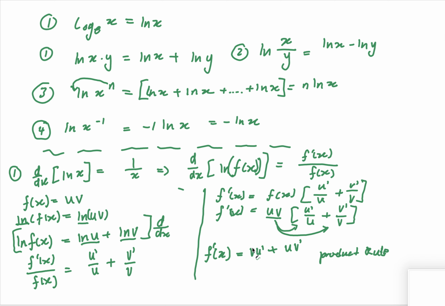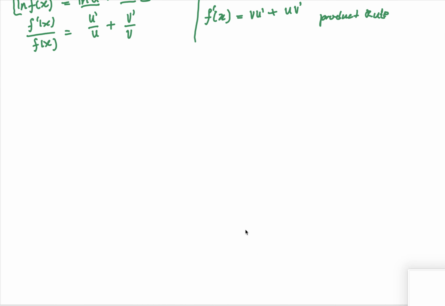So if you want to find a derivative of a function like this, you use the product rule. We know it because these things are basically multiplied together, this function u and function v multiplied together. Now let's say we have a function that is divided. So we have f of x equals u divided by v.